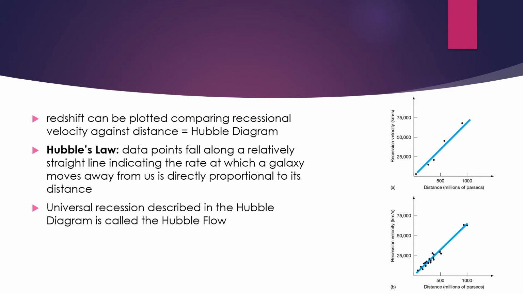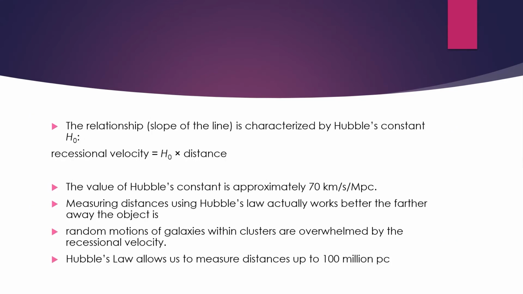Hubble Diagrams. As the data points fall along a relatively straight line, this indicates that the rate at which a galaxy moves away from us is directly proportional to its distance from us, and this is known as Hubble's Law. The universal recession described by the Hubble diagram is called the Hubble flow. This indicates that space itself is expanding, and so the largest distances between galaxies, for example, are continuing to in fact grow. The relationship is characterized by Hubble's constant, H0.